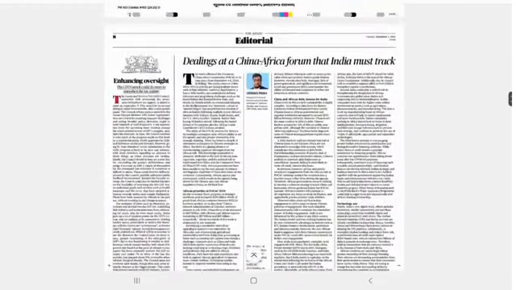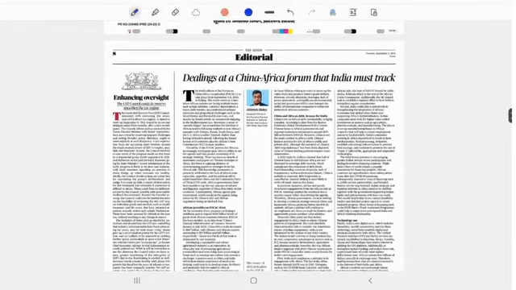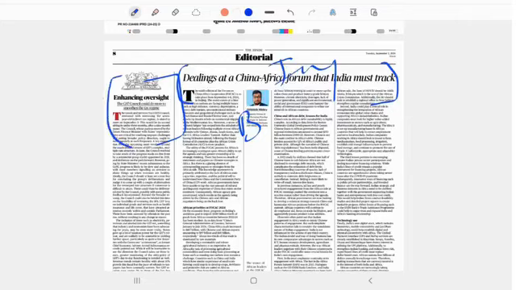So here we can see the editorial. These are important, very important. See here, dealing with the China Africa forum that India must track. This is related to international relations maybe. You can go with some business news in this. So see, why I have said read this editorial, because they will mention things clearly. So don't avoid this editorial.